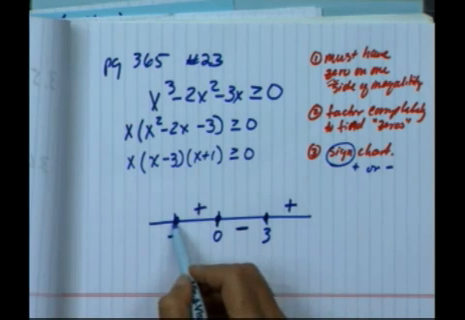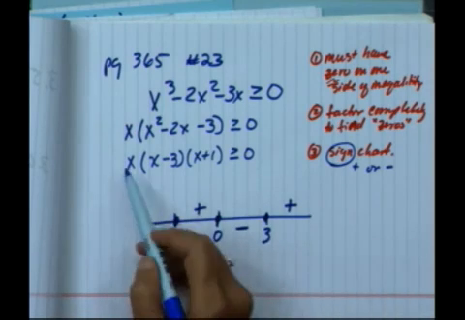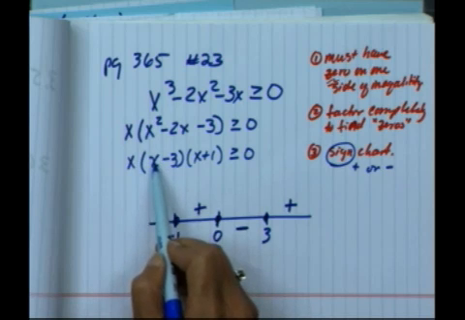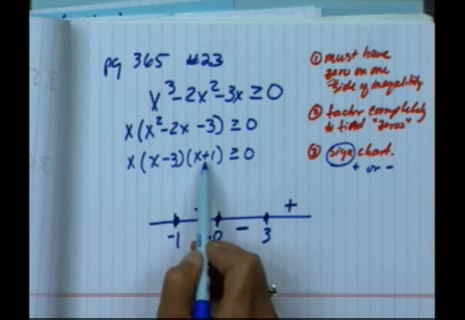And then a number less than -1, I would just pick something like -10. So we have negative, negative, negative, so negative.